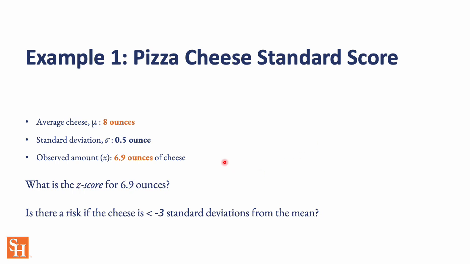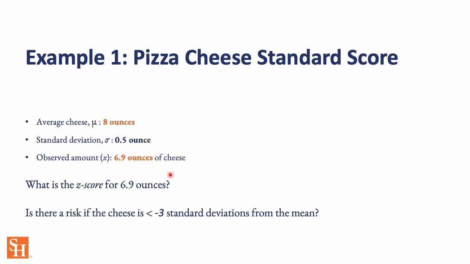Now we'll see with an example how we can use a Z-score in a real context. For example, for making pizza, we all use cheese, right? A certain pizza shop is also using cheese for making pizza, and the average amount of cheese they use for making one pizza is 8 ounces with a standard deviation of 0.5 ounces. Now for a certain pizza it is found that they have used 6.9 ounces of cheese.